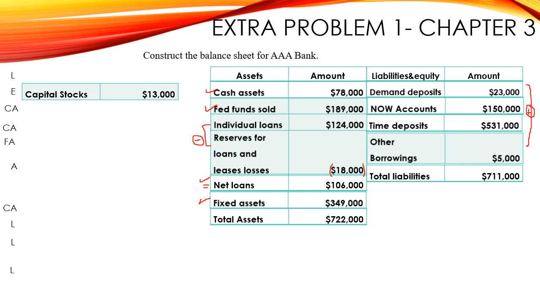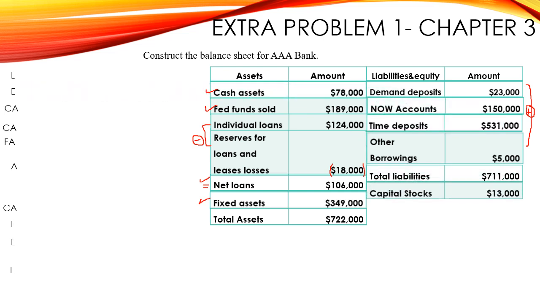And finally, we have the only remaining account, which is the capital stocks. And of course, we should have the total liability and equity, which must be equal to the total assets. In this case, to calculate the total liability and equity, we must add up the total liabilities plus the total equity, which is here only the capital stock. So we could verify our work if the summation of these two accounts will be equal to the total assets.